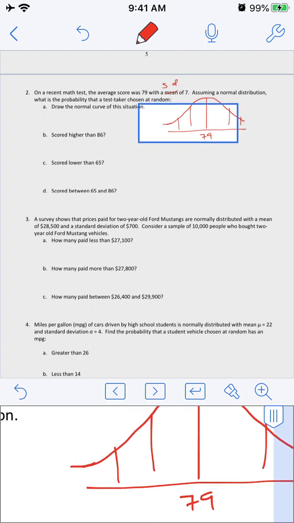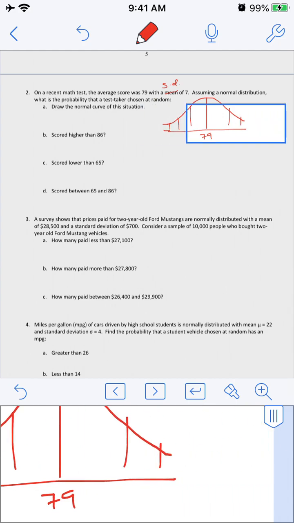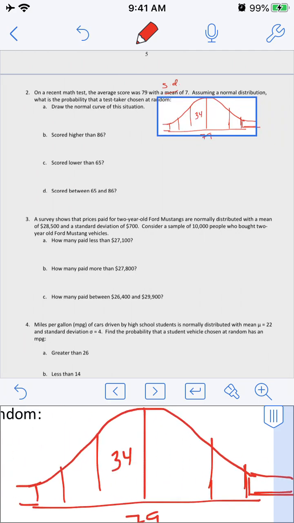The stuff inside the normal curve is always going to be the same. You can choose whether you want to do that now or later. I think I'm going to do it now. 34, 34, 13.5, 13.5, 2.5, 2.5, 1, and 1.